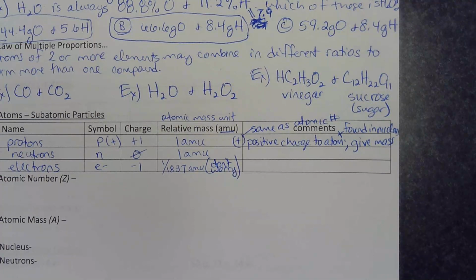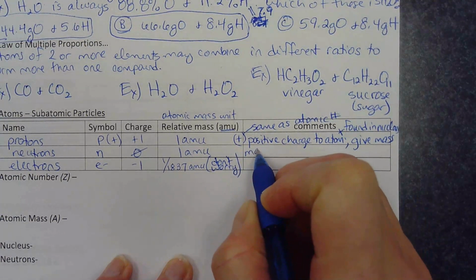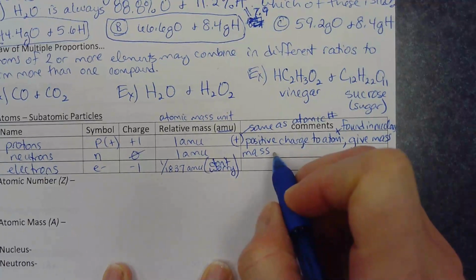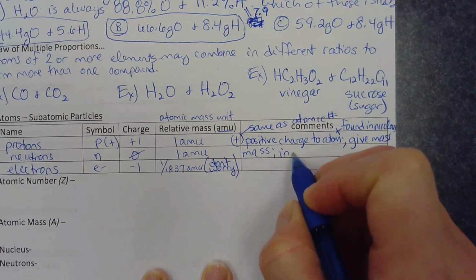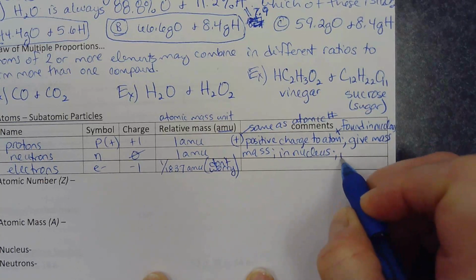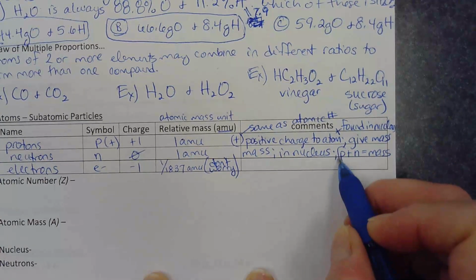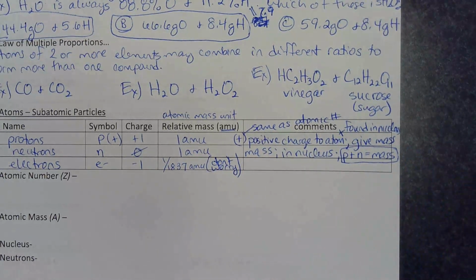Who else gives mass? Look right there. Who gives mass? Not electrons. Neutrons. Don't worry about the mass of an electron. It does not give mass, okay? So neutrons give mass. They are found in the nucleus. And protons plus neutrons equal atomic mass. That is a pretty important concept there. Protons plus neutrons equals mass.